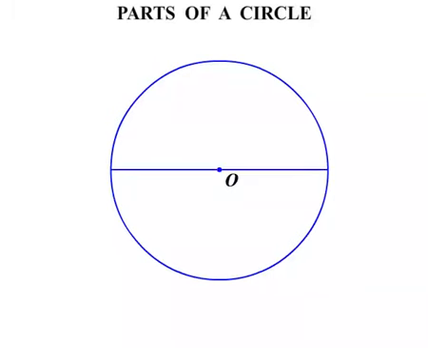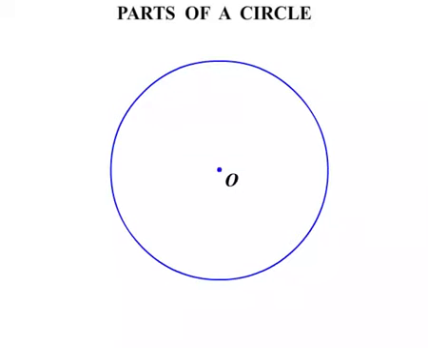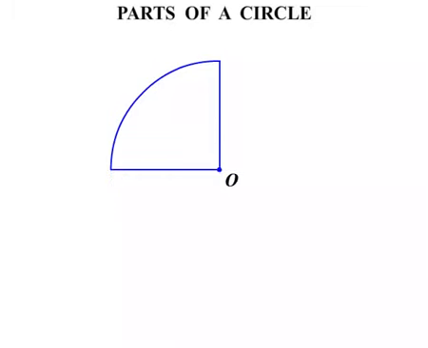Okay, I've drawn a diameter there, and I've cut the circle exactly in half. Okay, a half circle is known as a semicircle. I've got a full circle back. Let's start splitting it up. If we start splitting it up into quarters, okay, 1/4 of a circle is known as a quadrant.